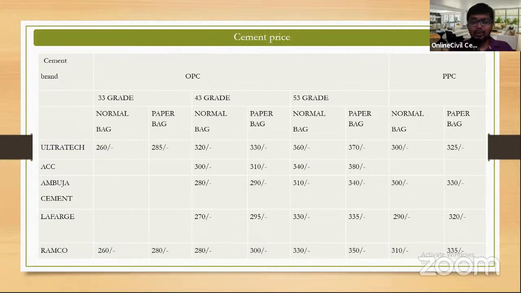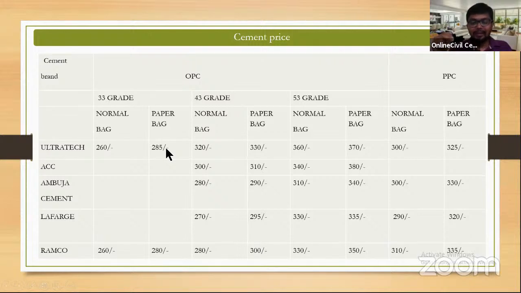There are various brands, you might be familiar with all these brands. Ultratech, ACC and Ambuja are popular brands. If we just take one company, Ultratech, as you can see, the 33 grade price is rupees 260 per bag currently. This is the current situation, and it may vary in your city. This is currently in the city for which we have collected the data, Bhubaneswar, Odisha. So it's 260 per bag for this 33 grade, normal bag.